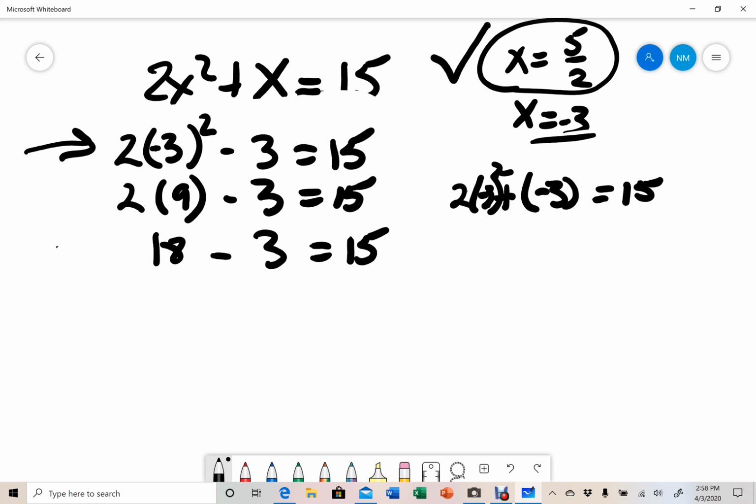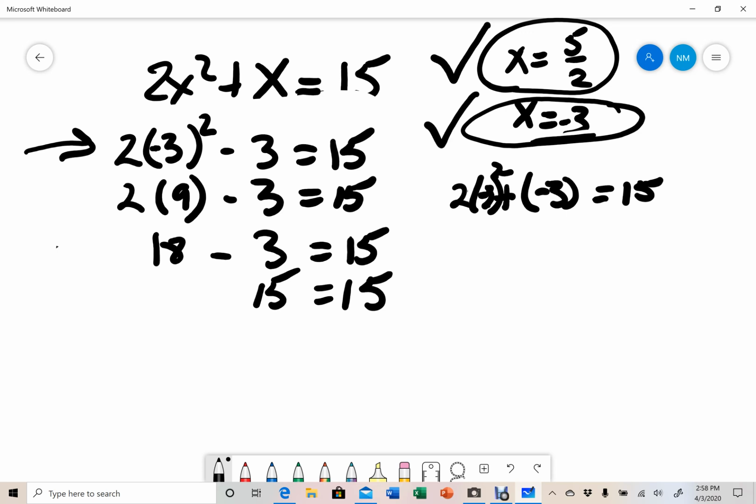All right. So you can just change that plus sign to a minus because our x is a negative 3. It's not a positive. And I apologize about that. I missed that before. Hopefully you guys caught that. Anyway, okay, so we've got 18 minus 3, so now I've got 15 equals 15. So now I know that negative 3 works.